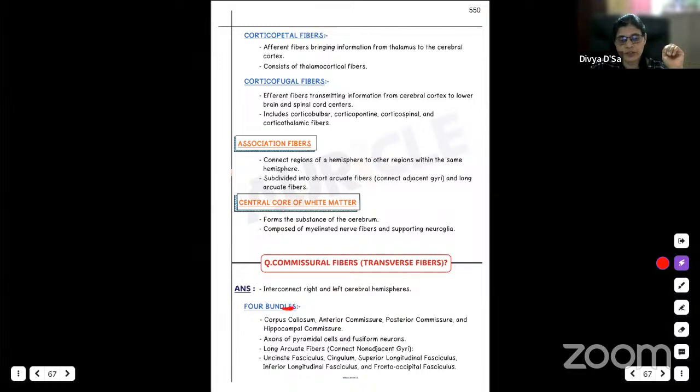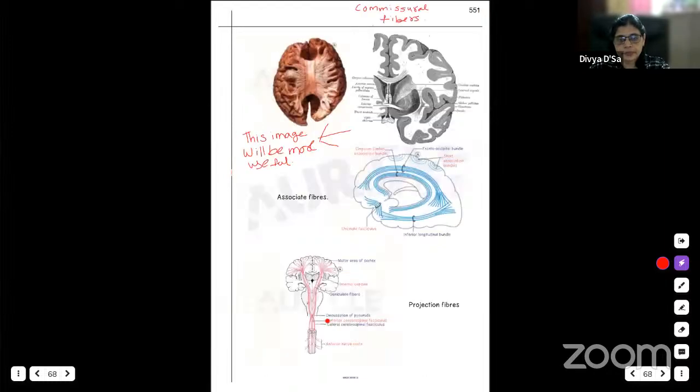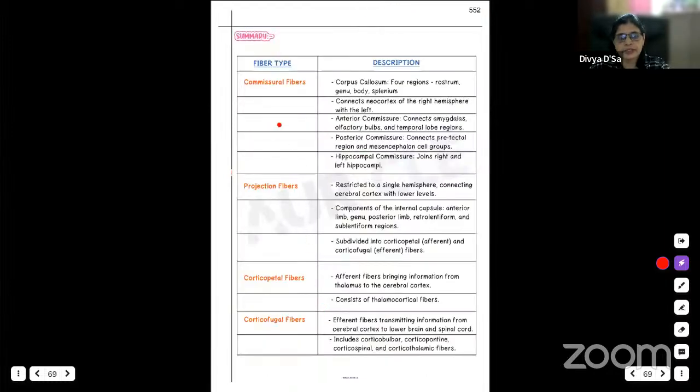Next, commissural fibers. As we said already, these connect the two hemispheres, the right and left hemispheres. There are four bundles. Examples for commissural fibers are the corpus callosum, which is a very important one, the anterior commissure fibers, posterior commissure fibers, and the hippocampal commissure. So that is what we'll see here.